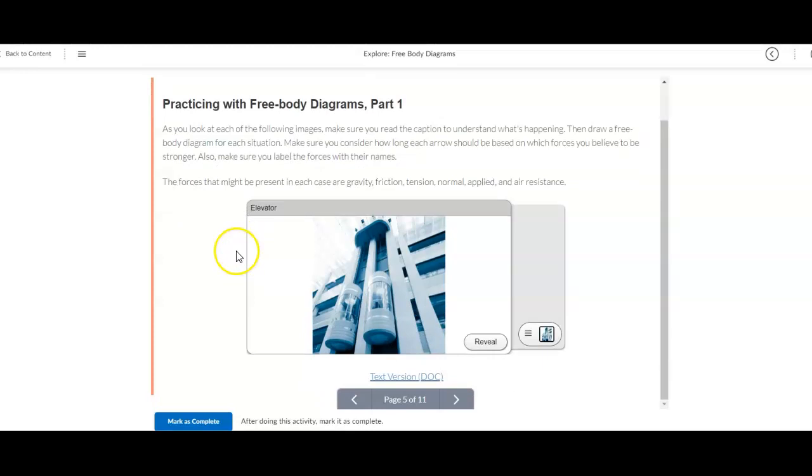So as you look at the following images, make sure you read the caption to understand what's happening. Then draw a free body diagram for each situation. Make sure you consider how long each arrow should be based on which forces you believe to be stronger. Also, make sure you label the forces with their names. So the forces that might be present in each case are gravity, friction, tension, normal, applied, and air resistance. So it would be a very good idea to practice at least one of these and put it in your notes. I know a lot of times it's tempting to just go on to the next page, but it's really asking you here to figure out how to draw these.